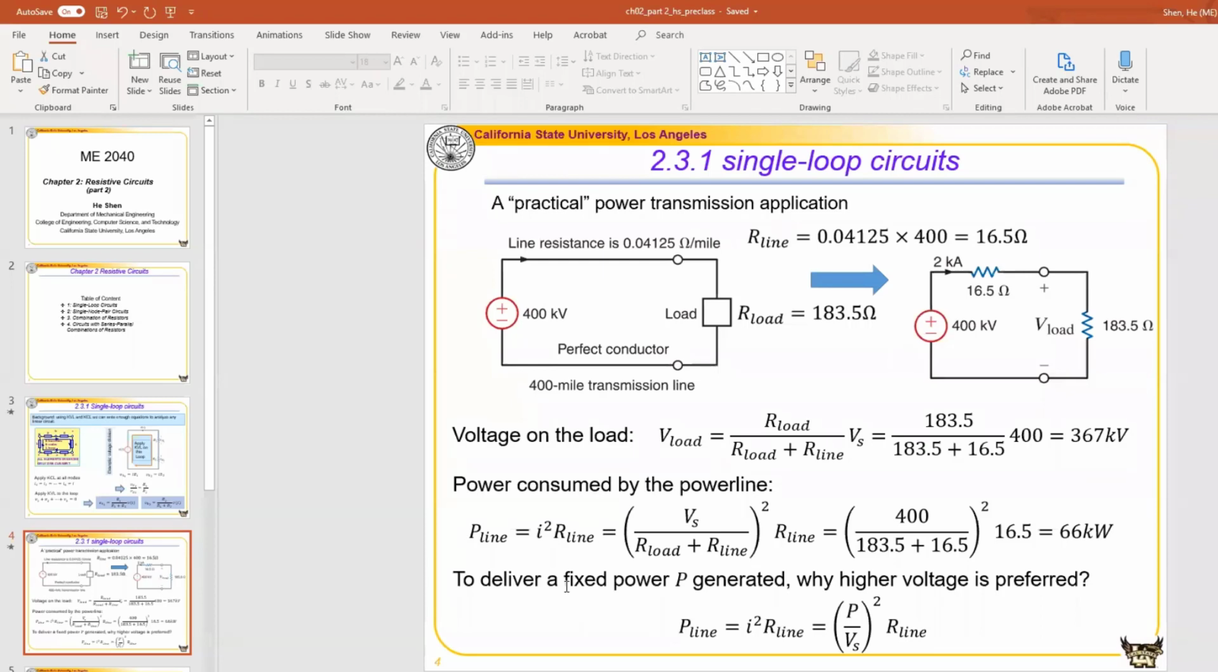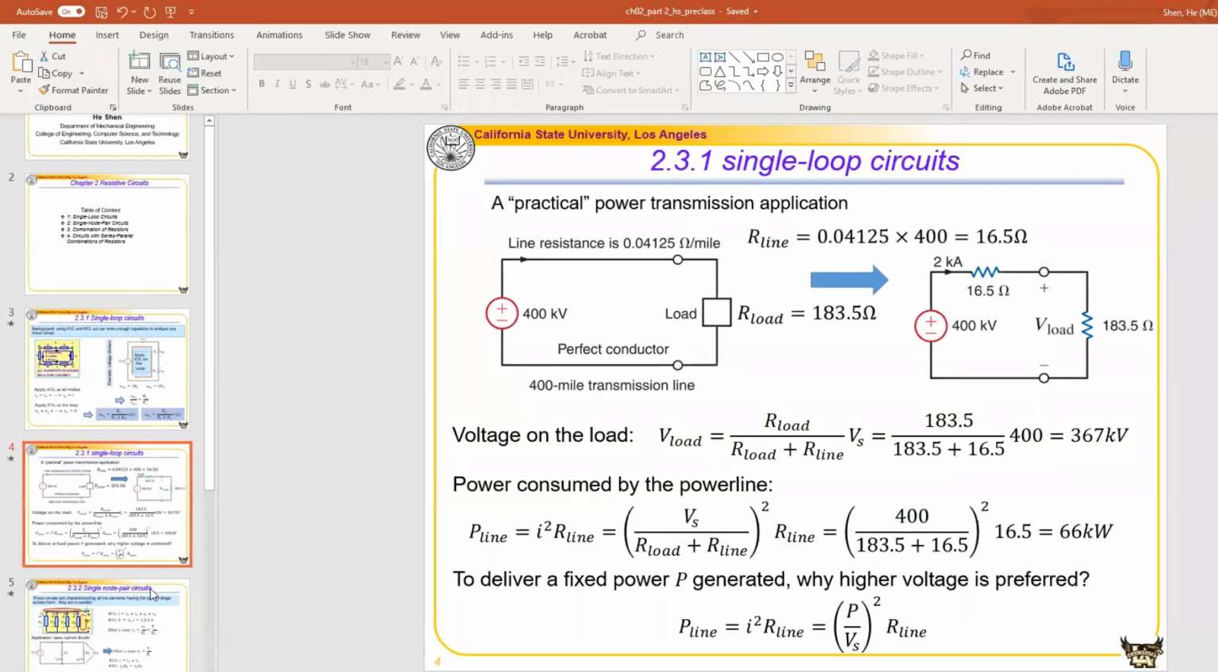And to deliver a fixed power P generated, why is higher voltage preferred? Let's look at the power consumption by this line. We learned that it is equal to I squared times R line. The current I can also be calculated by using P divided by the voltage. So if P is fixed, the higher voltage that we have, the less power loss there is during transmission.